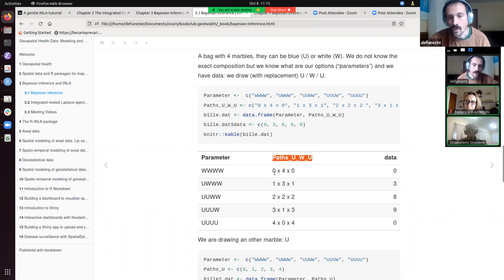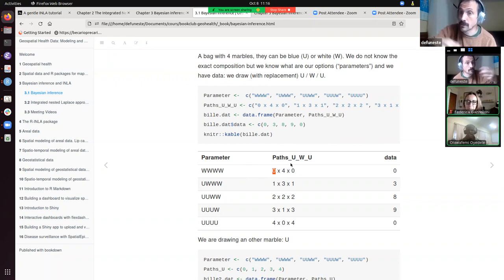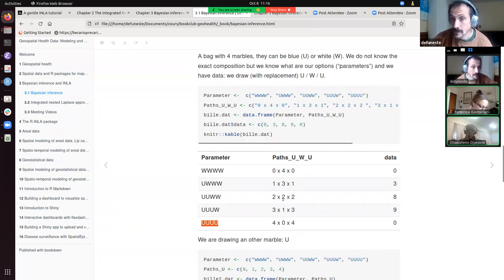With our experiment, with our data, how likely is it to draw four whites? Well, it's impossible, because we have drawn one blue, one white, one blue. So this is not a possible path, because we know that at least we have one blue, because we drew from the bag. But also the path where the bag is only blue is not possible, because we also drew white. So that leads us to these three paths.